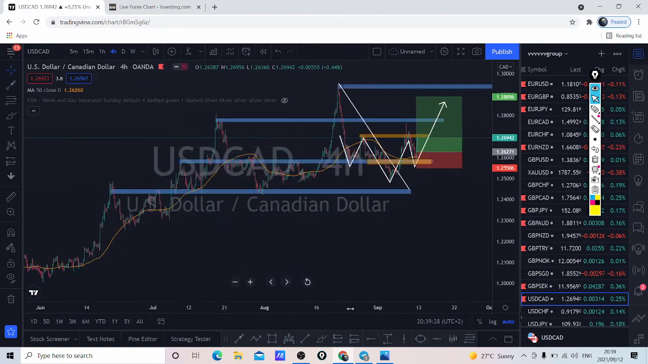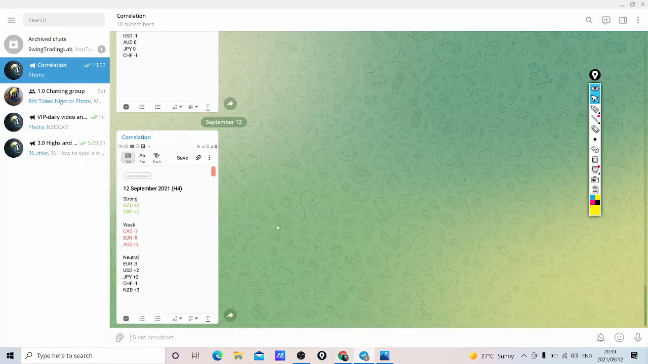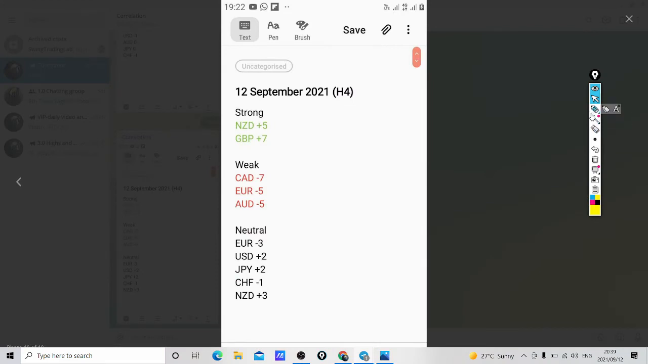Let's zoom out a bit. Got a buy. Let's look at our correlation numbers. Okay, let's start with the US dollar.